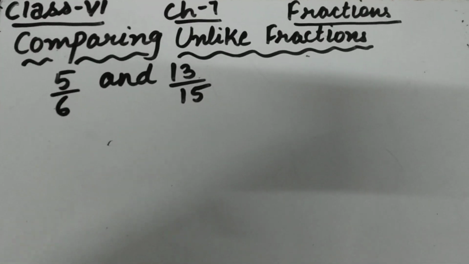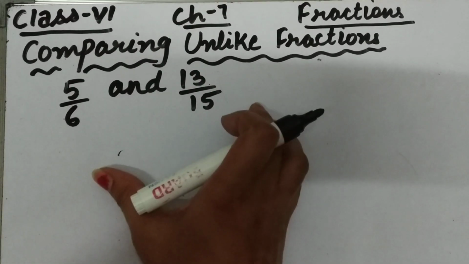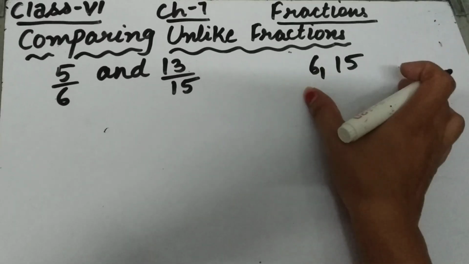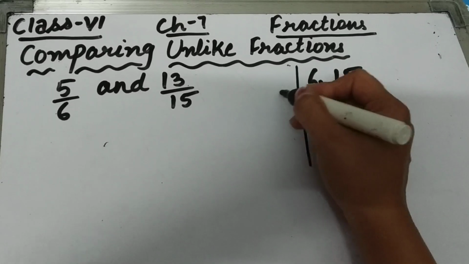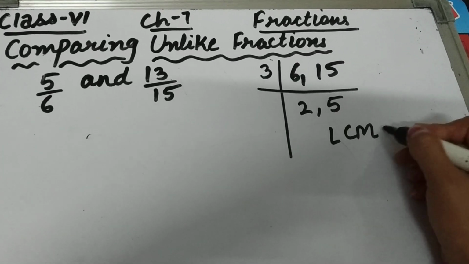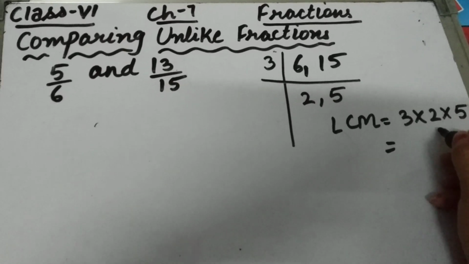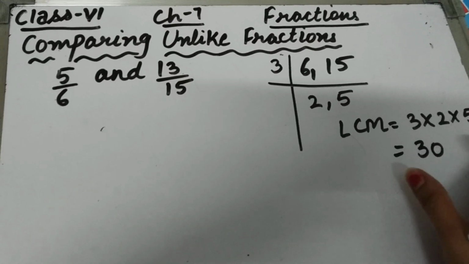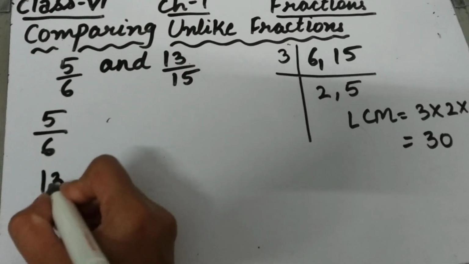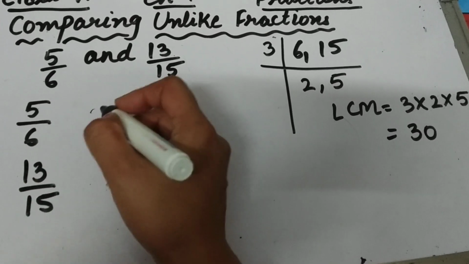And if the numerators are different, then how do we compare unlike fractions? First of all, we'll take the LCM of the denominators. LCM of 6 and 15. 3 2s are 6 and 3 5s are 15. So LCM will be 3 multiplied by 2 multiplied by 5. 3 2s are 6 and 6 5s are 30. So LCM is 30. Now we will make the denominators of these two fractions 30.